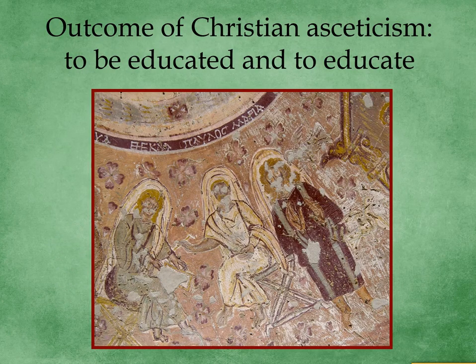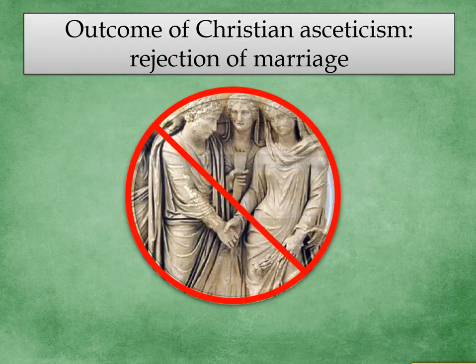To conclude, let's think about some of the outcomes of Christian asceticism. All right. Specific to question two, really, what does asceticism enable a holy person to do? It gives them access to be educated and to educate. We saw this in Tekla. Where's Tekla? Here she is here, right? She renounces marriage and it frees her to learn from Paul, and it frees her to go forward with her own community. The outcome of Christian asceticism is also the rejection of marriage.